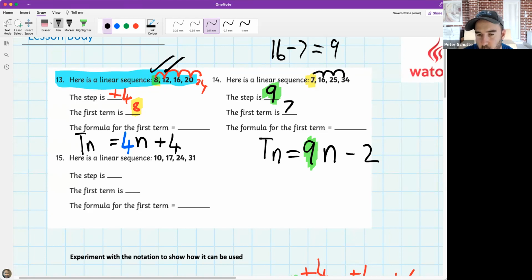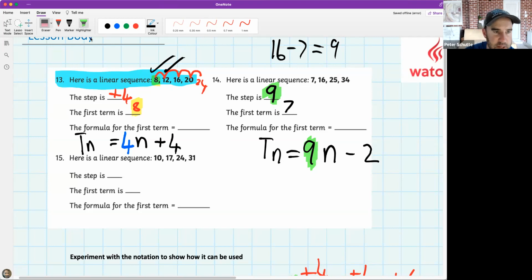And if you notice it's always going up by the same amount, the way you'll see that is by subtracting successive terms. So you go 16 minus 7, what do you get? 25 minus 16, what do you get? So that's one way of doing it. Okay. Does that help?